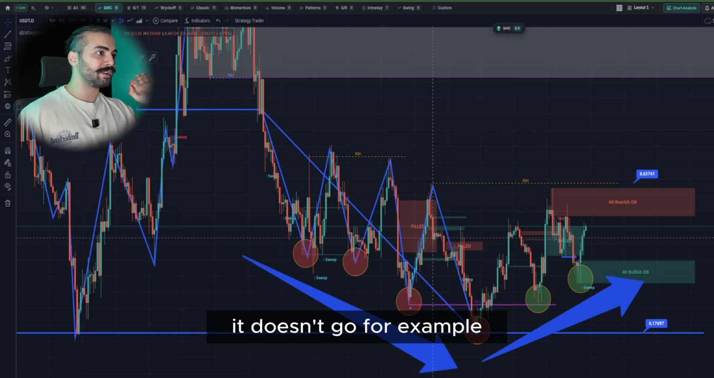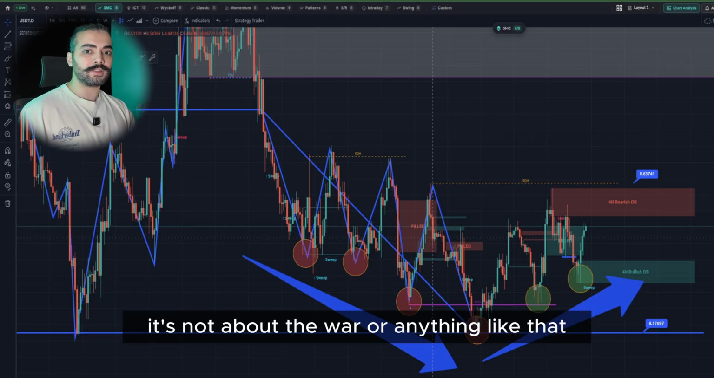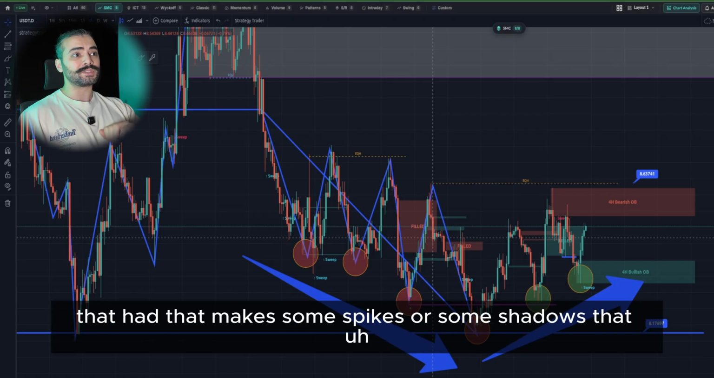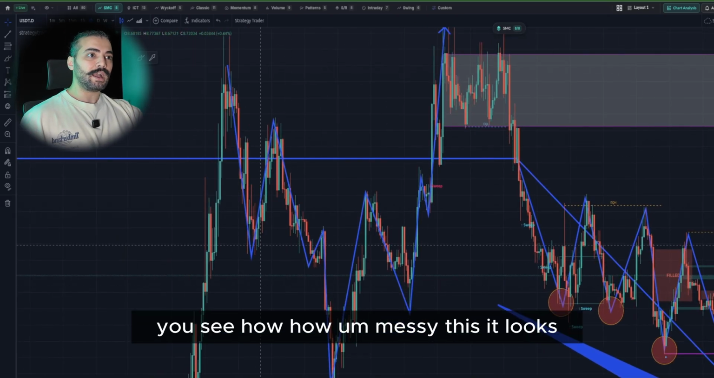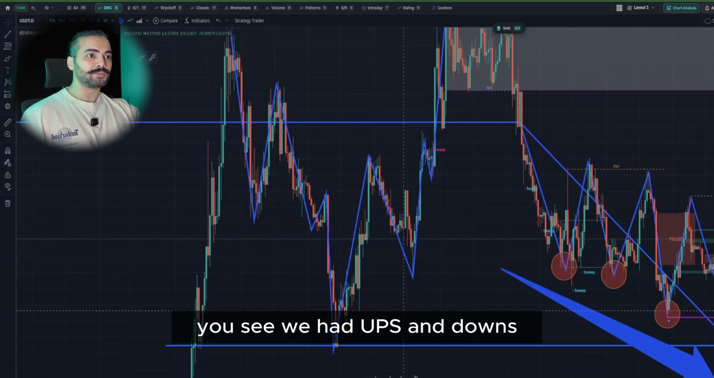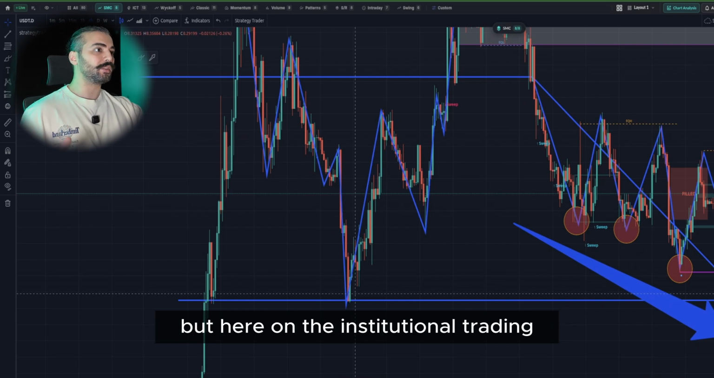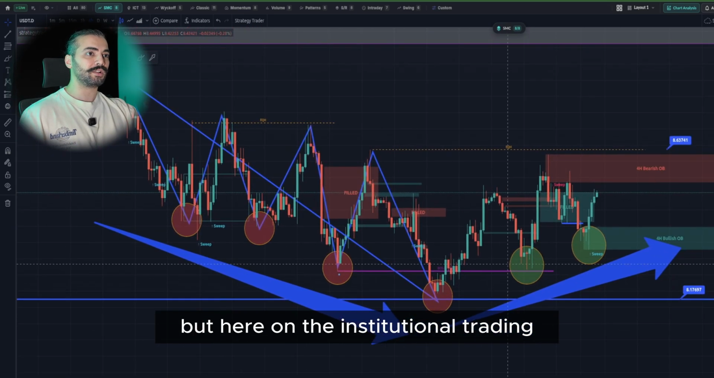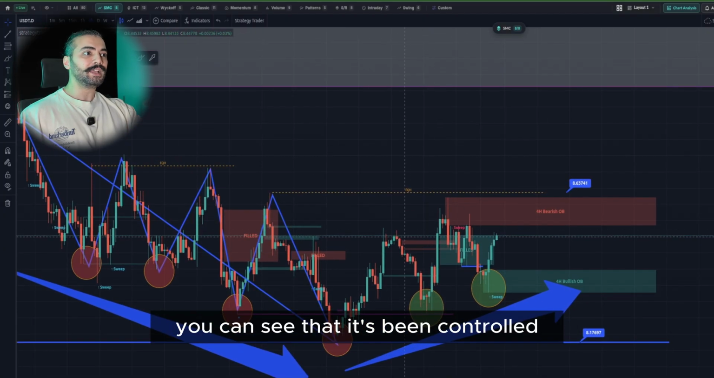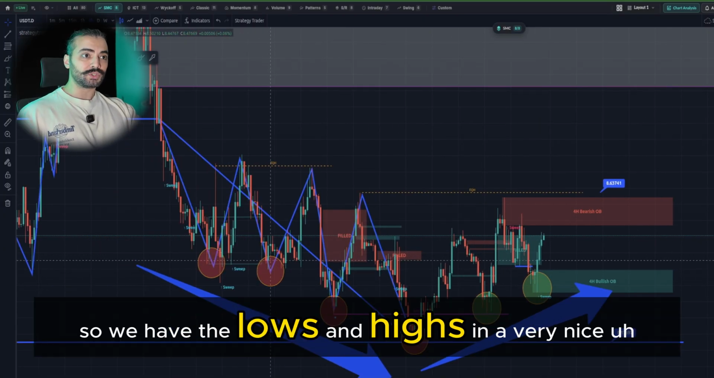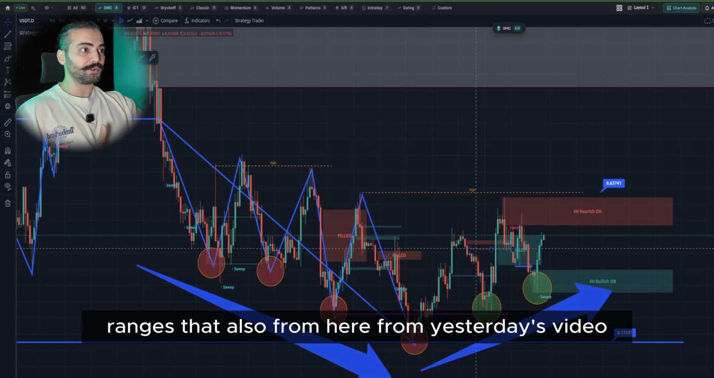It's not about the war or anything like that that makes some spikes or some shadows, for example, like this. You see how messy it looks? You see we have ups and downs, but then we went all the way down. And these are all because of the news. But here in the institutional trading, you can see that it's been controlled. So we have the lows and highs in very nice ranges.